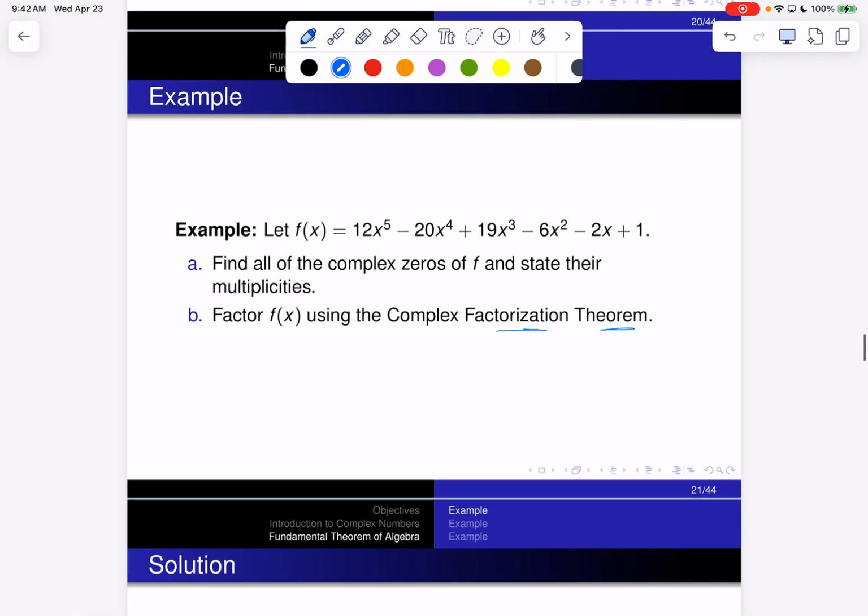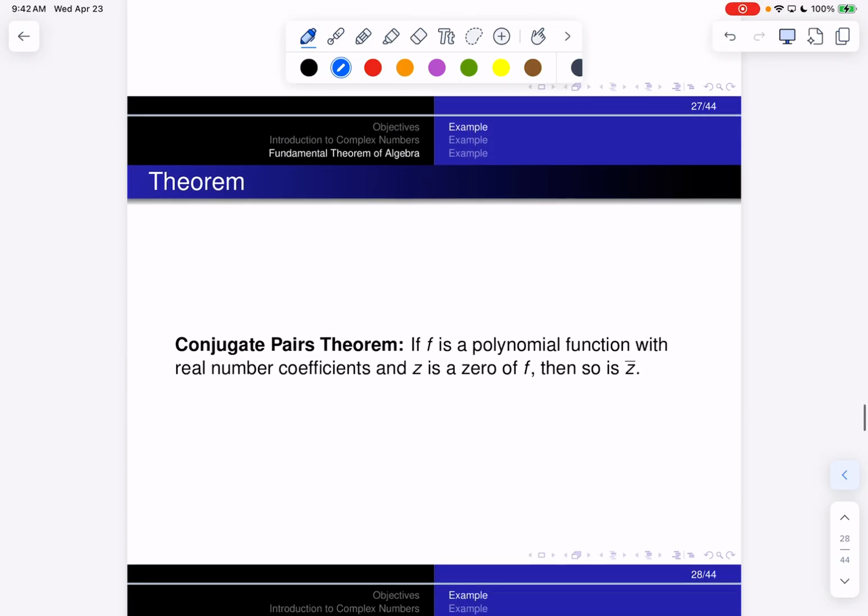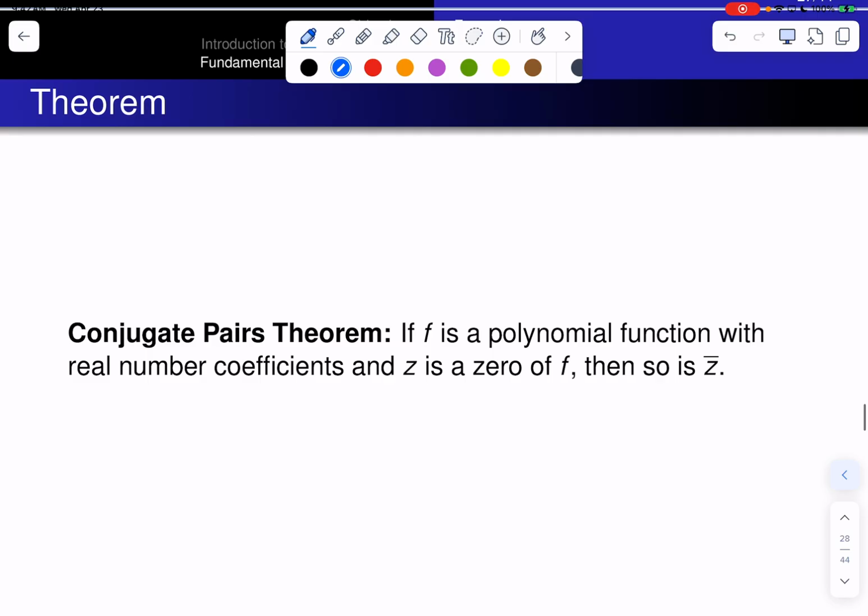Now, I haven't mentioned this, but this does come up, and I don't know why it's put later. We've already said this. The conjugate pairs theorem says: if f is a polynomial function with real number coefficients and z is a zero, then what is also a zero? The conjugate. So the conjugate pairs theorem.